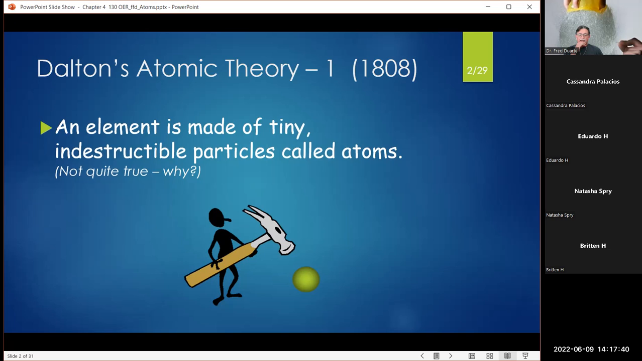Anyway, back in the 1800s, Dalton proposed an atomic theory, proposing that an element is made up of real tiny, indestructible particles called atoms. Now, it turns out they're not indestructible.